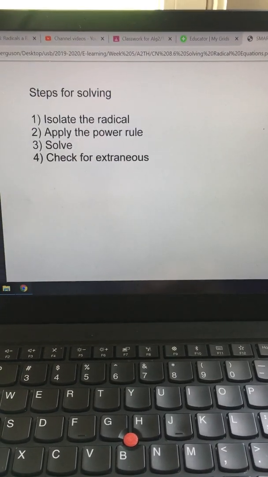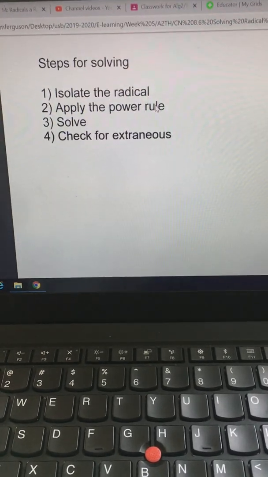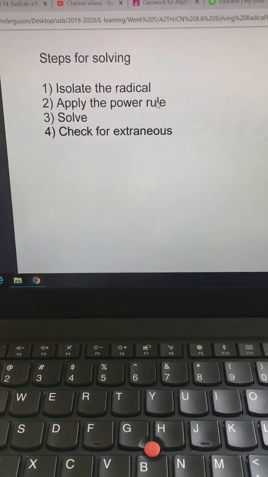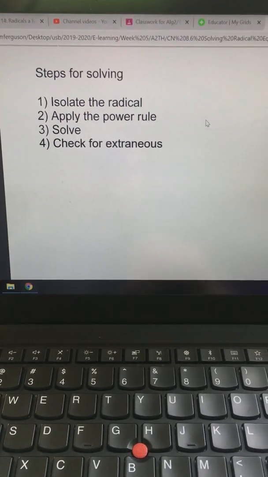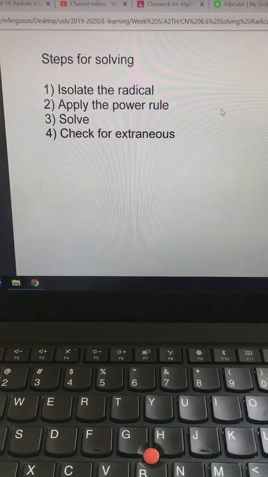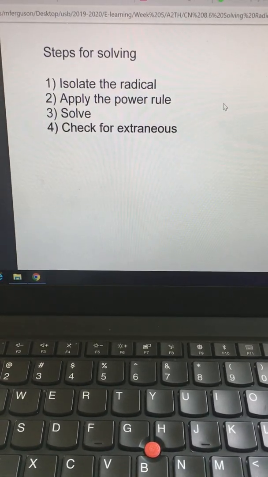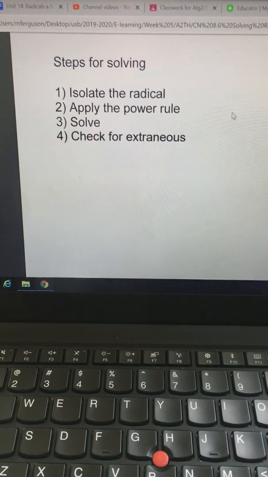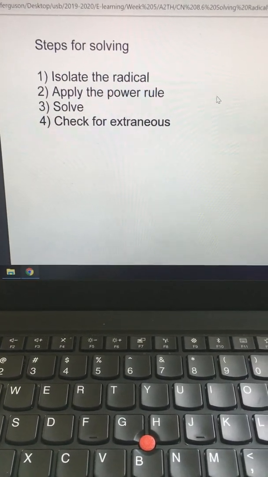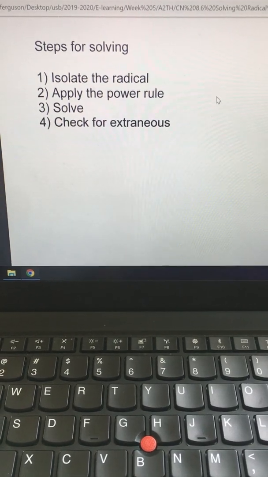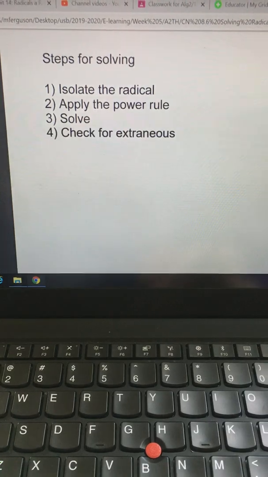Here are some steps. To solve these, you want to isolate the radical. Now, some problems will have two, so isolate one of them. Pick one, isolate it. That means get it alone. Apply the power rule. Raise to the power that you need to get rid of the root. If it's a square root, square both sides. If it's a cube root, cube both sides. Then you solve, and we have to check for extraneous solutions, especially when we're dealing with square roots, because we can't have a negative underneath a square root or a fourth root. Even index, no negatives.